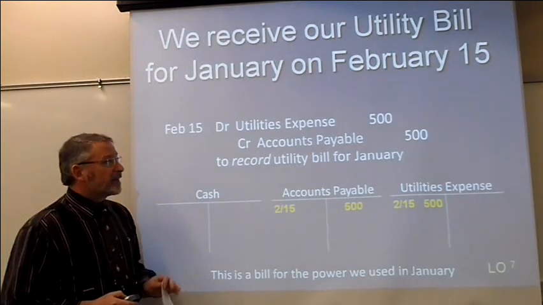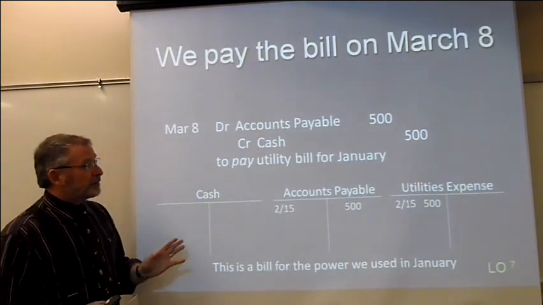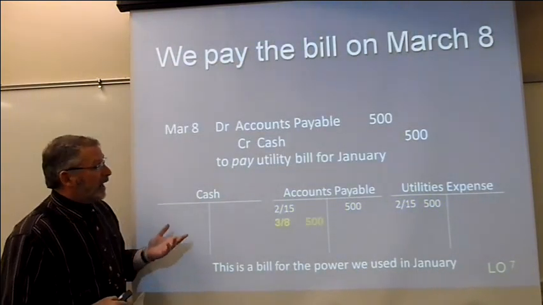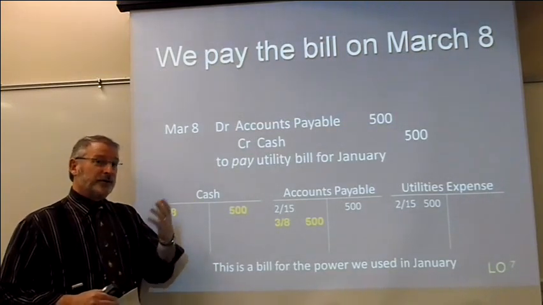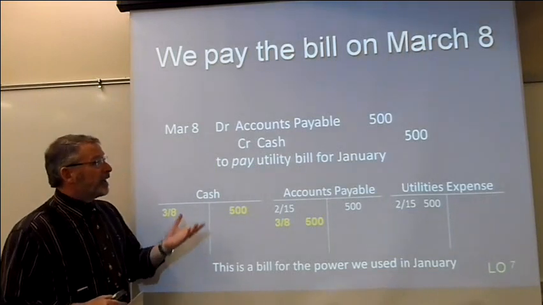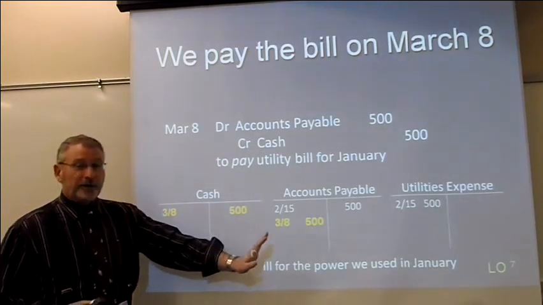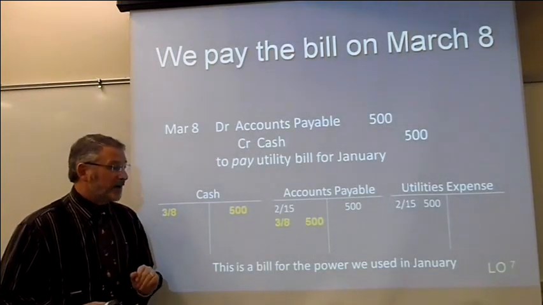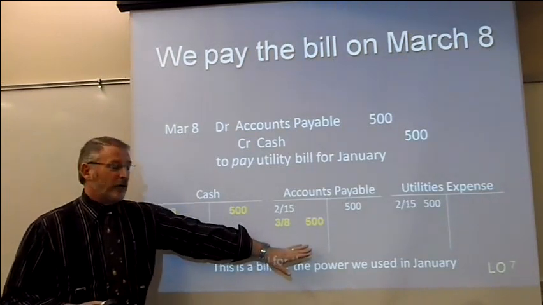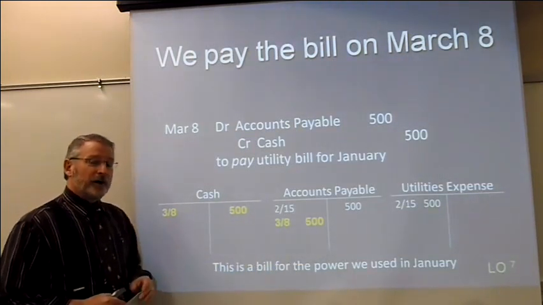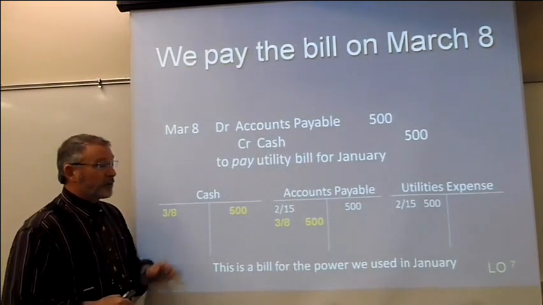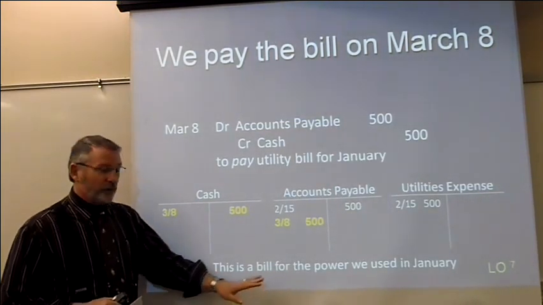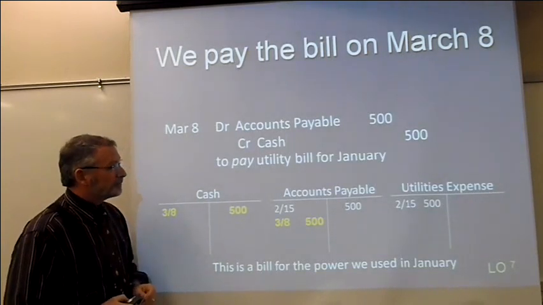So time passes and we decide that we want to pay our bill. It's about March the 8th, let's say. We're going to debit accounts payable to reduce the amount we owe to the utility company, and we'll credit cash. You'll notice the utility expense doesn't get any part of this entry. So we reduced the amount we have owing, and we've paid the bill. And remember, this is the bill for the power in January. We're just getting around in March to paying for the power that we used in January.